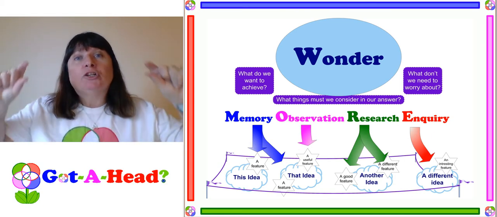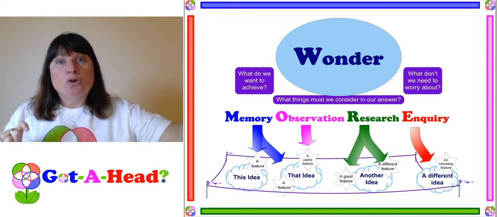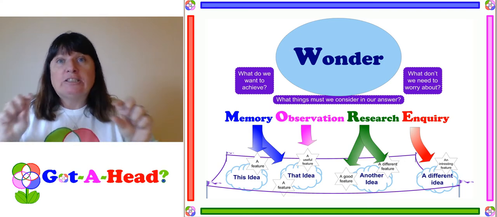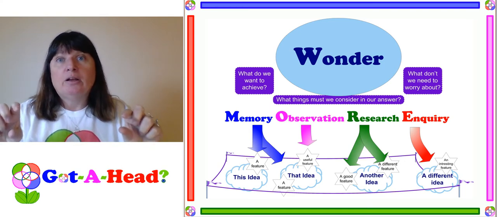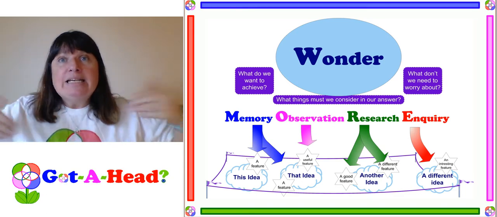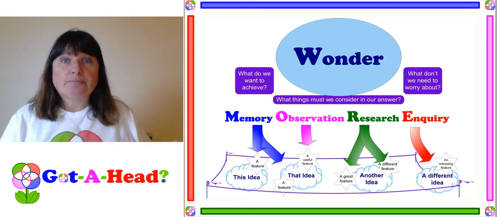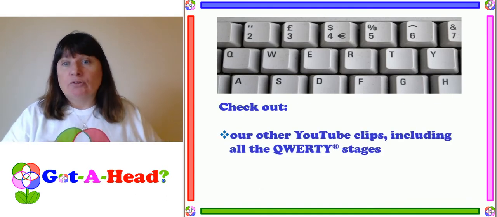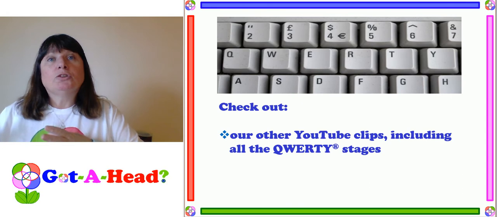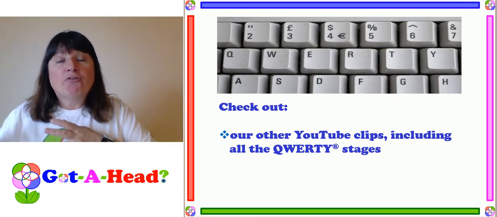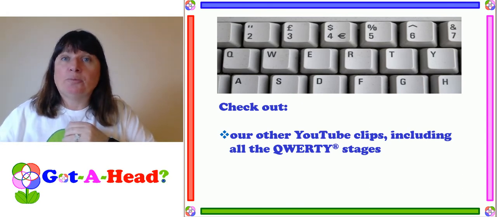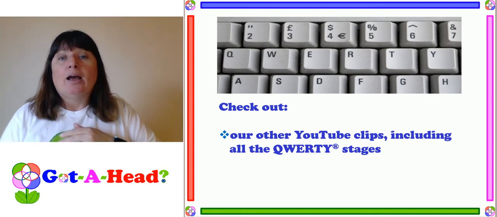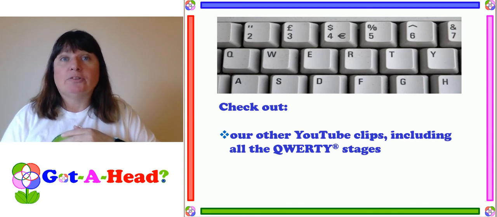But if you go back to your question, think about what you want to achieve, what you don't need to think about, and what your qualifiers or your considerations are that you have to think about, and see what ideas you can generate. So the next stage, when you've got all your ideas and you've noted them down, is to go on to the explore stage, and you'll find that in our YouTube clips, along with the further stages of the QWERTY Stage Thinking programme, and other things too in the fullness of time.